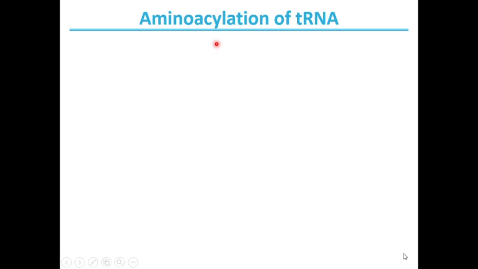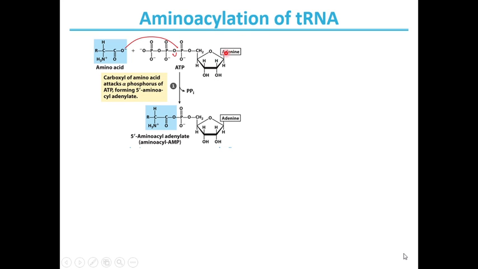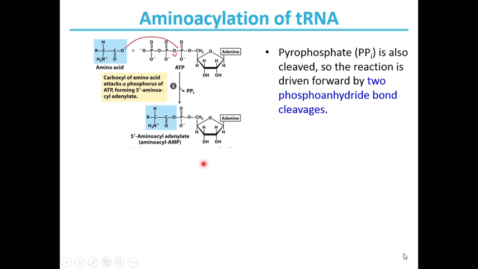The question here is, how do aminoacyl tRNA synthetases attach an amino acid to a tRNA? The process is called aminoacylation. In the first step, the carboxy group of an amino acid attacks the alpha phosphate group of ATP. This results in the expulsion of a pyrophosphate and leads to the formation of 5' aminoacyl adenylate. And this is a high energy compound.